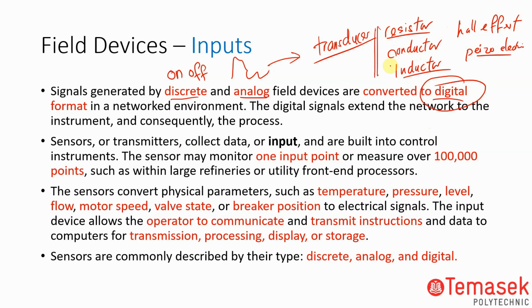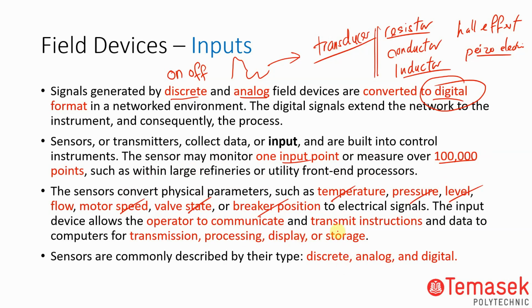If you understand the basic design of electrical engineering, all these sensors get input. They can be a single number, a single point, or a million points at the end of the day, to do the processing. So all these convert whatever you have, whether it is a temperature, a pressure, some level, flow, some motor speed, some valve state, some breaker position, into an electrical signal. It allows the operator to communicate and transmit all this information, and be able to display it in this format.